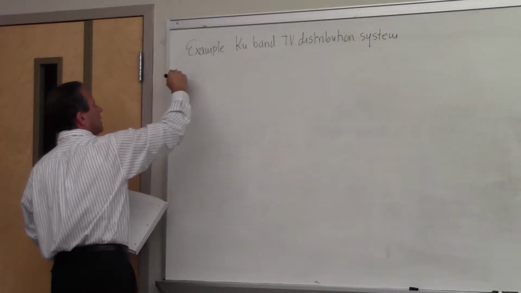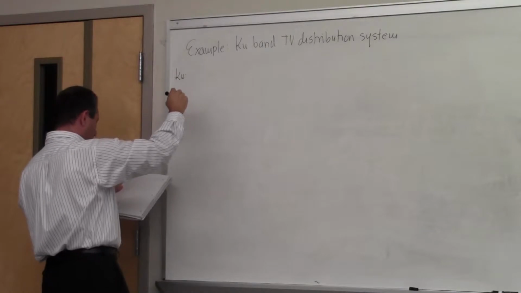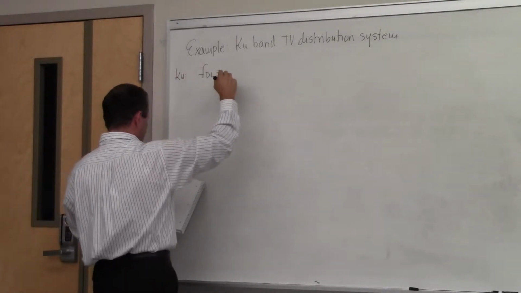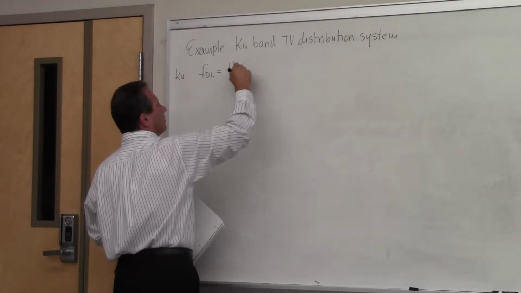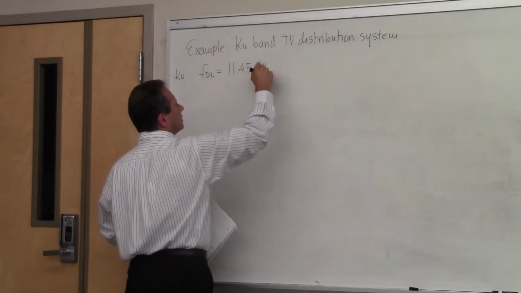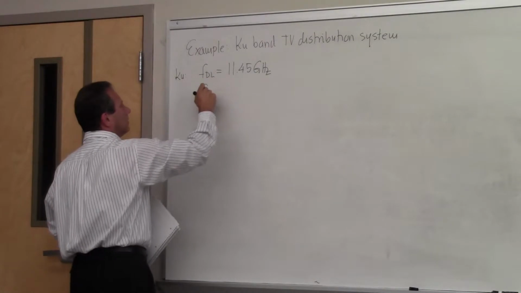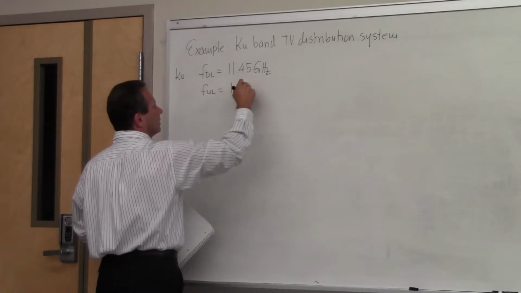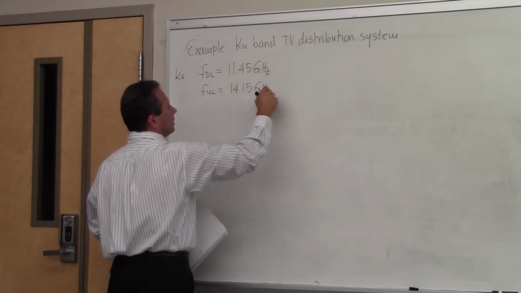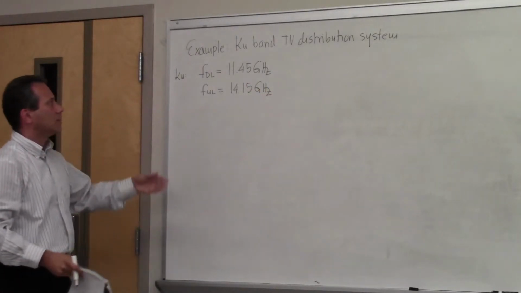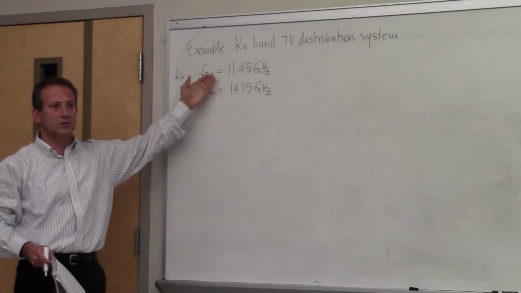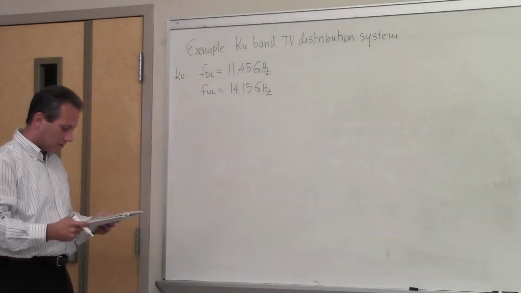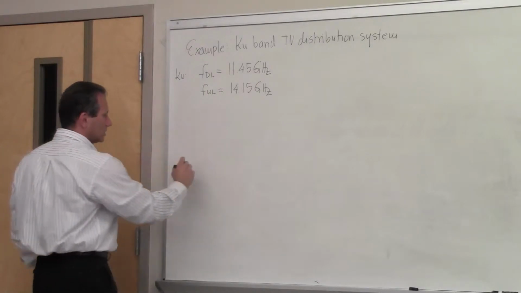So when we say KU band, we're going to have a pair of frequencies. We have downlink, which is 11.45 gigahertz, and this is paired with the uplink, which is 14.15 gigahertz. As we expect, the weaker link gets lower frequency, so the downlink, the link from the satellite, gets to operate at a lower frequency band. How does this system look?